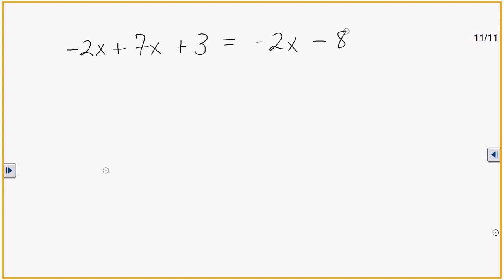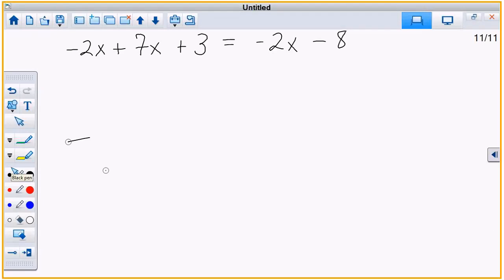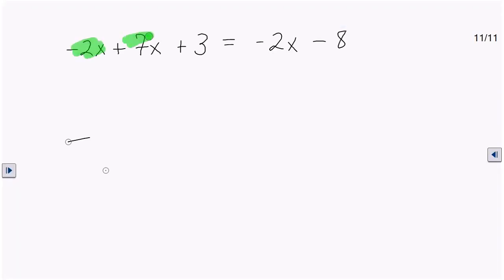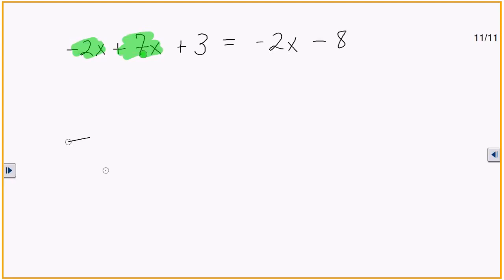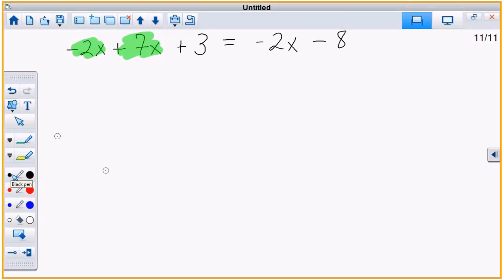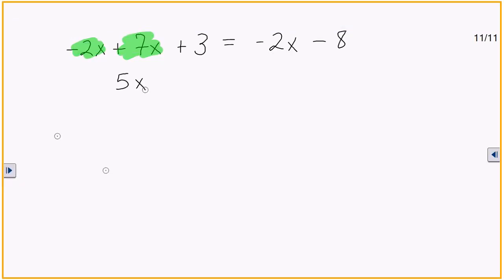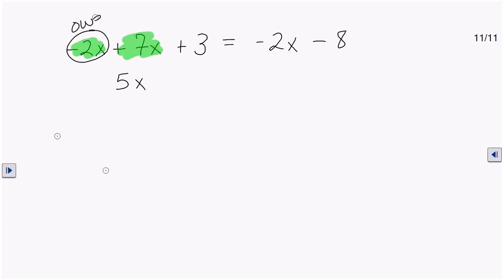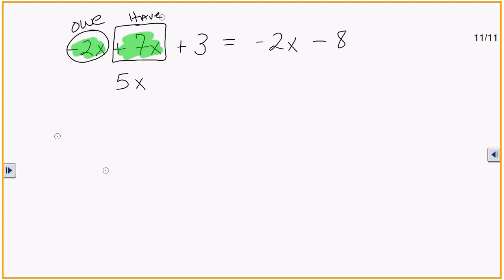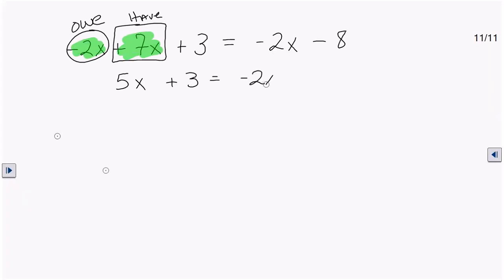Well, I see right quick that I have 2 x's right here, and I'm going to combine those first. So, negative 2x plus 7x is 5x. You owe $2. You have $7. If you pay off your debt, you still have $5. Plus 3 is equal to negative 2x minus 8.